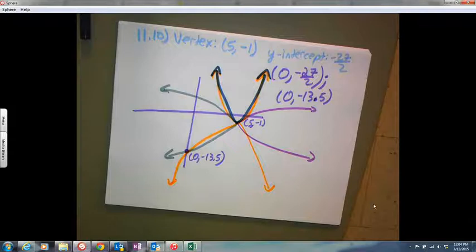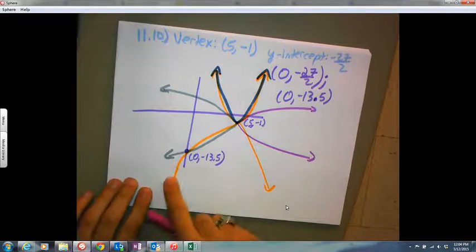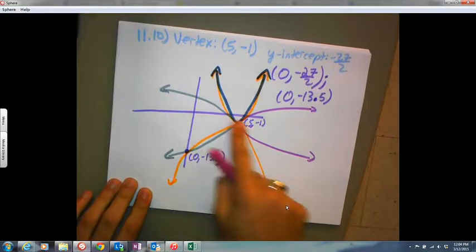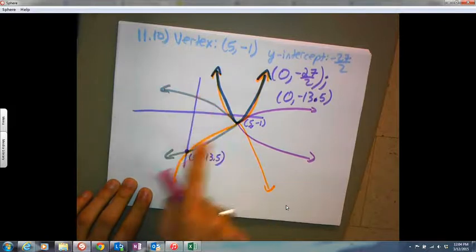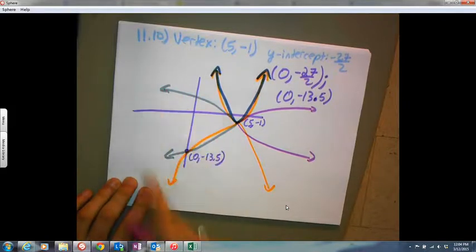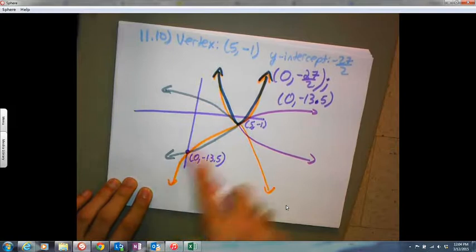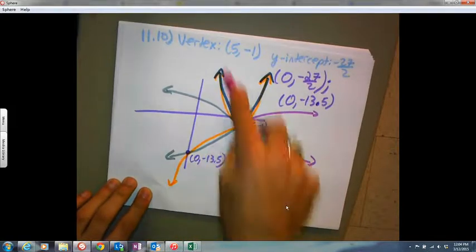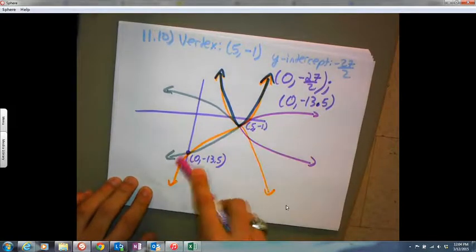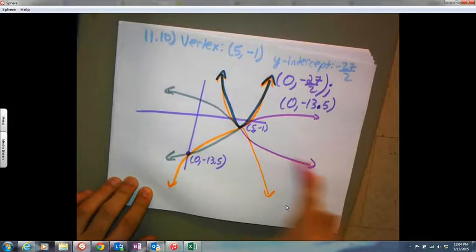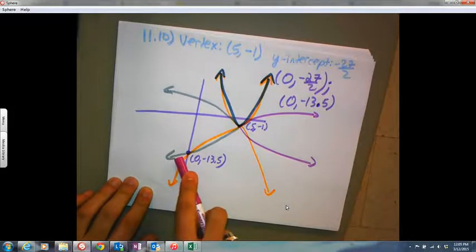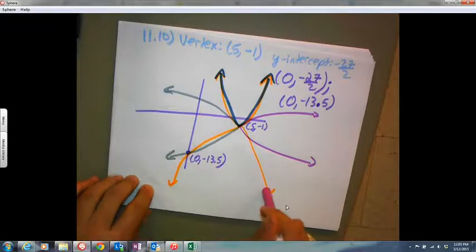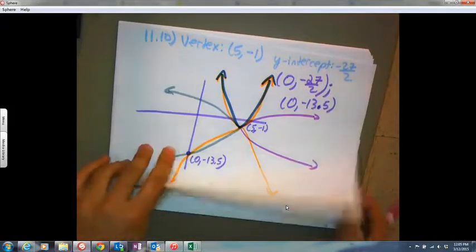Conditions that we discussed. And the two that are possible are, of course, the one that is orange or the one that is gray. Either you have gray or you have orange. Black does not work, it doesn't go through this point. Pink does not work, it doesn't go through this point. Either gray or orange. So let's check both.